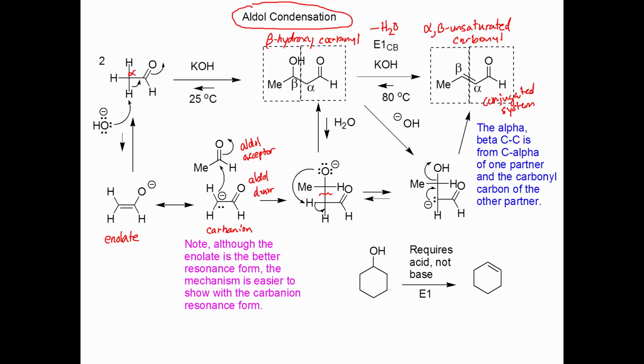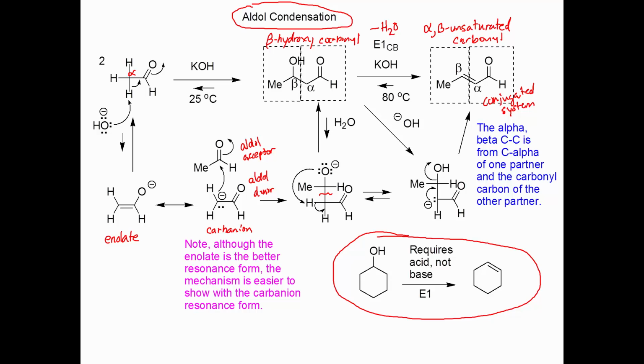Okay, and how does this occur? Okay, you may remember that we can take alcohols and turn them into alkenes by eliminating water, but that reaction for simple alcohols doesn't use base, it uses acid. So this reaction is mechanistically quite different. Okay, so here's what's happening.